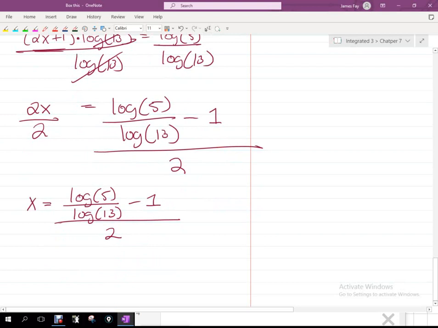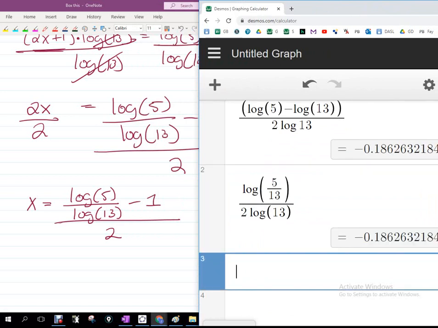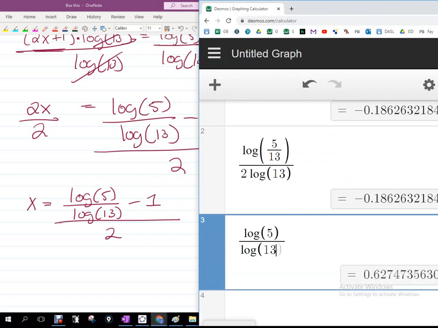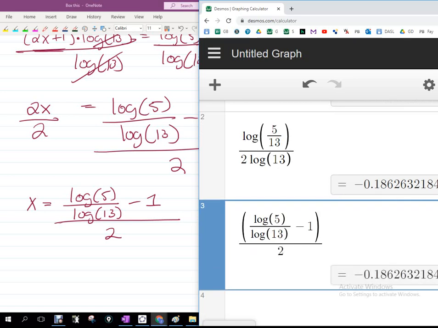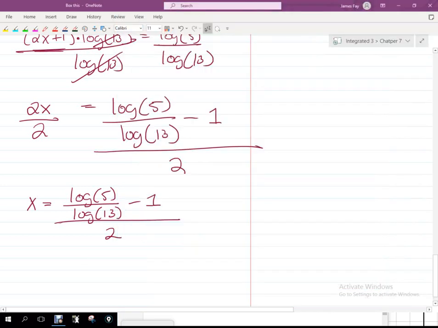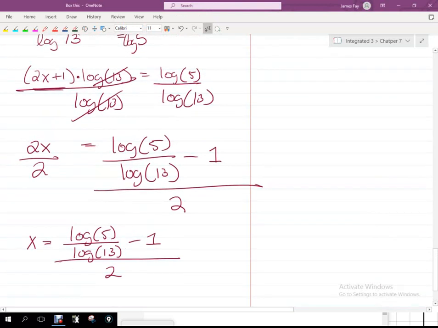Okay? But when I type it in to get a decimal approximation, we go log of 5 divided by log of 13 minus 1, and then that whole thing divided by 2, does it still give me negative 1.86? Okay? So I'm just trying to get at the idea that you can have multiple representations and still be fine. Okay? Questions on that?